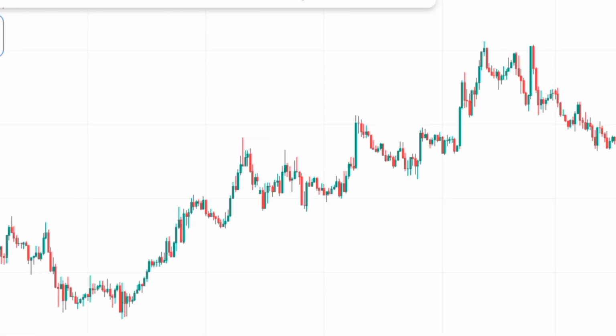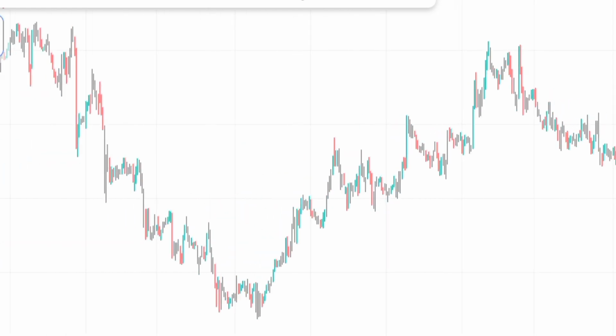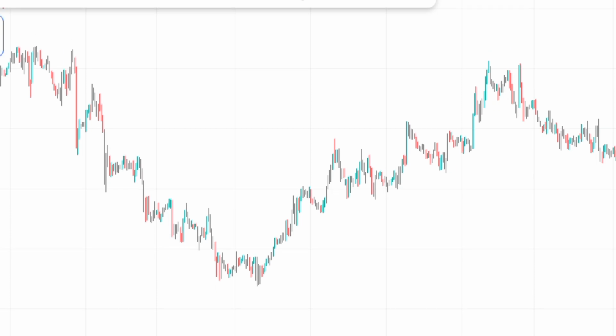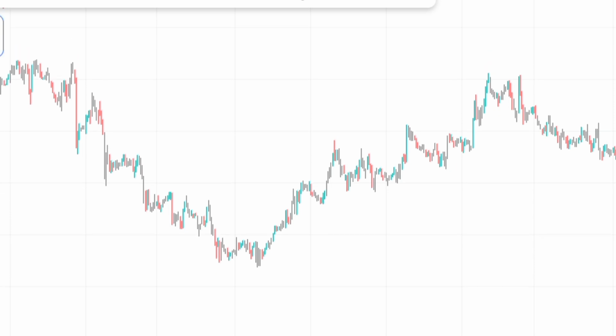Okay, the rules we shall follow. First, the time frame. We shall use the 1 hour time frame. This is a 1 hour time frame. It is perfect for beginners because it avoids some noise.